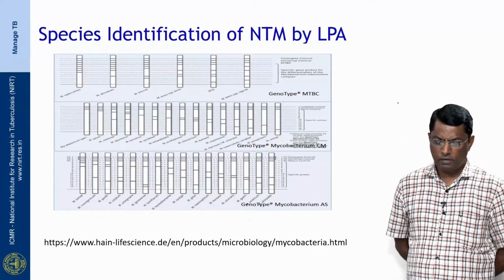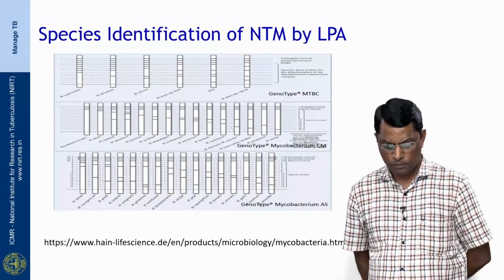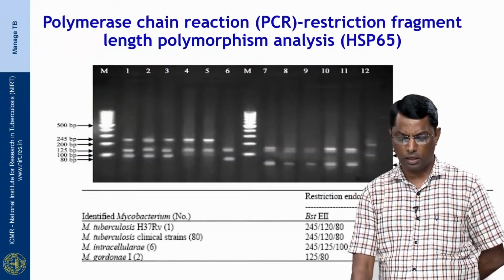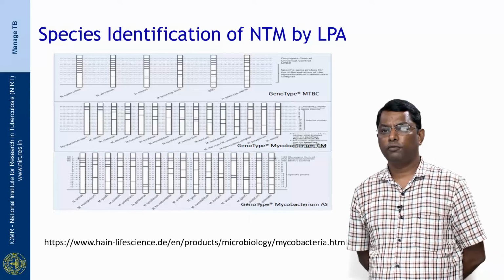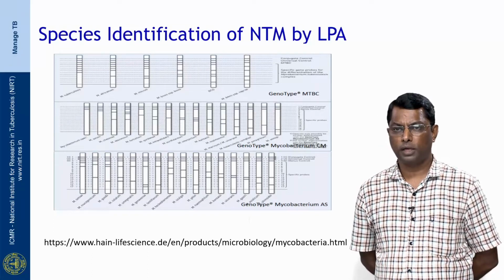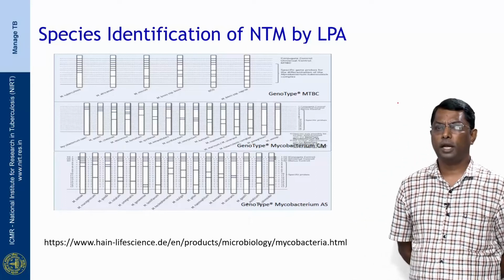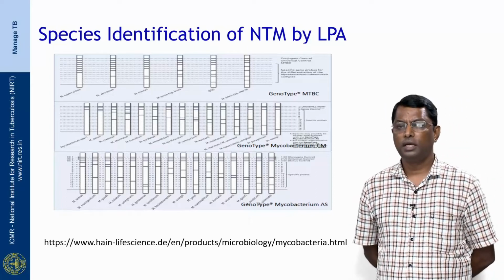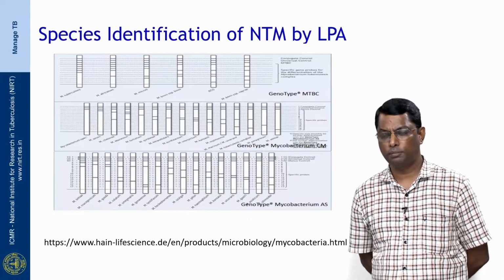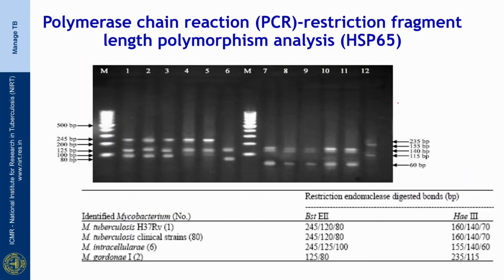Now, apart from the species level identification, these kits can also be used for drug resistance prediction for particular non-tuberculosis mycobacterium. Non-tuberculosis mycobacterium has to be identified to species level, as each species might differ in treatment for the patient. Now, this slide shows the polymerase chain reaction RFLP for the HSP65 gene. This can also classify close to around 10 species of mycobacteria.